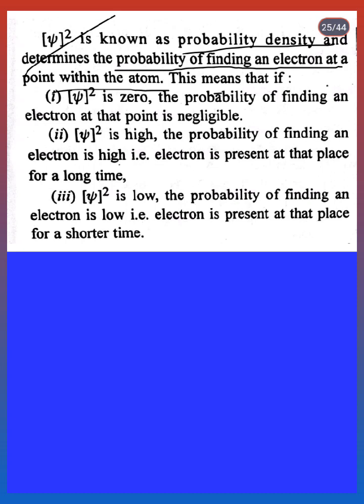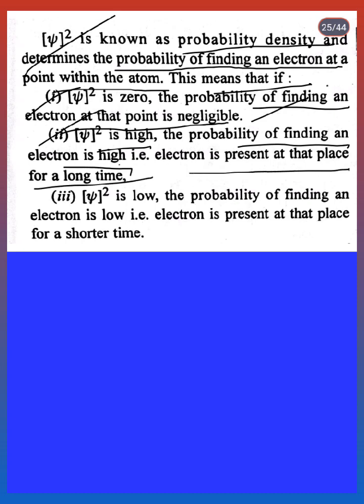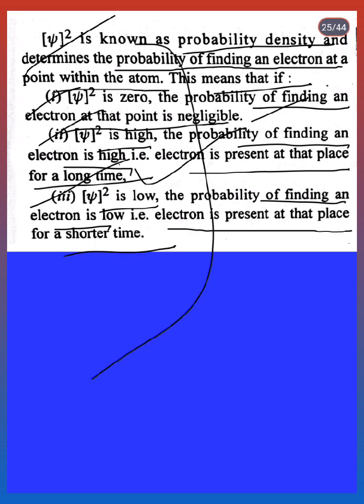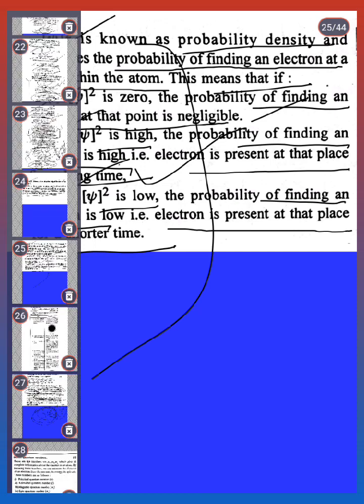This means that if psi square is 0, the probability of finding the electron at that point is negligible. If psi square is high, the probability of finding an electron is high, and the electron is present in that place for a long time. And last one, if psi square is low, the probability of finding the electron is low, and the electron is present at that place for a shorter time. So these values are also an important part.